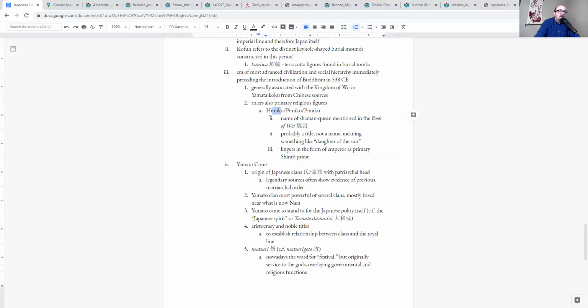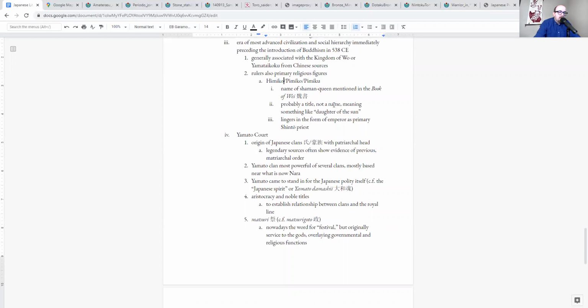And this idea of the shaman queen, or shaman-like ruler, lingers in the form of the emperor being considered the primary Shinto priest. It is the primary religious duty of the emperor to venerate the sun goddess, in addition to being this governmental figure.